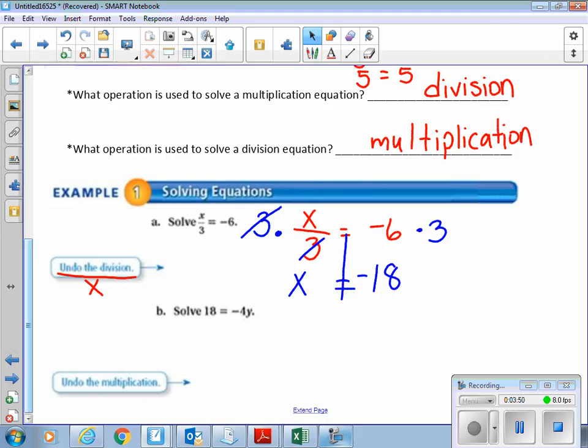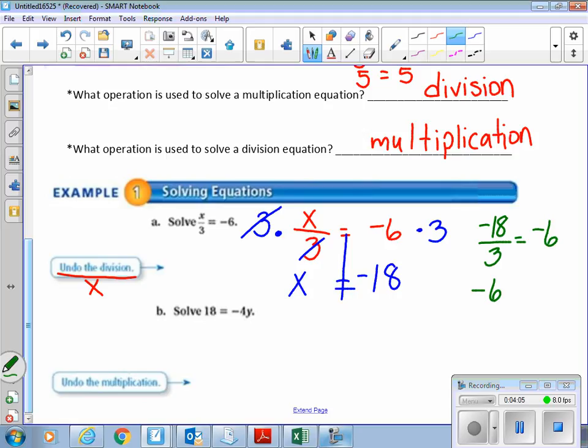Then I'm always going to plug it back in, or substitute it back in, to check. Negative 18 is my x, divided by 3 equals negative 6. We want to make sure that that is true. A negative divided by a positive is a negative, and 18 divided by 3 is 6. So I end up with negative 6 equals negative 6, which means that that checks out. So what we did there was we solved a division problem by using the inverse operation, which is multiplication. What you do to one side of the equation, you must do to the other. Multiplication property of equality. In part B, we're going to look at the opposite now.